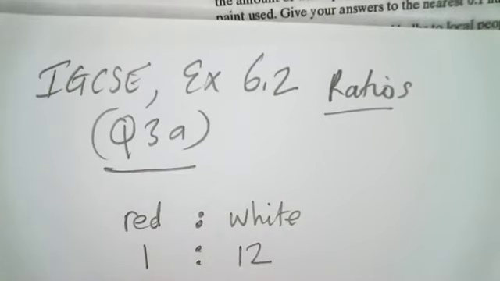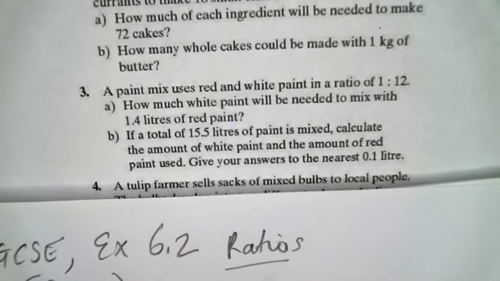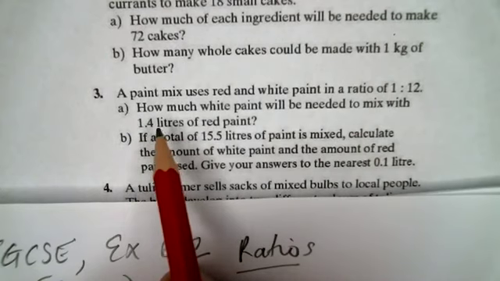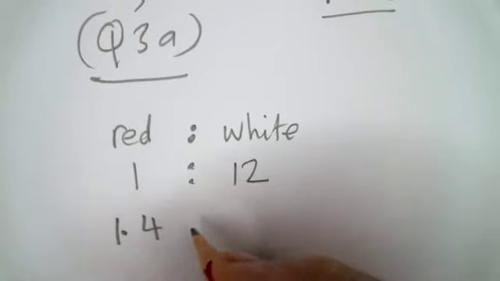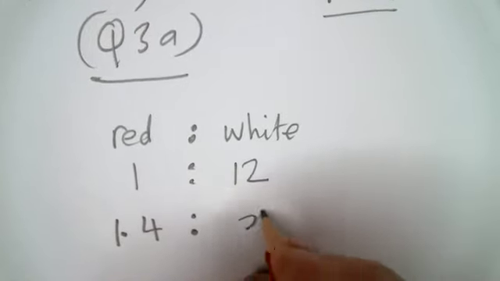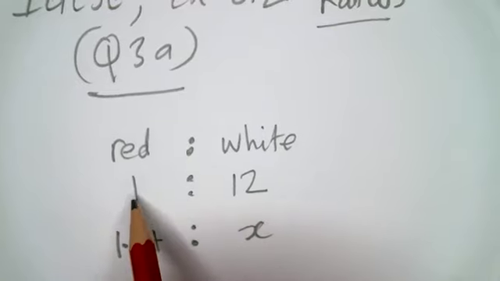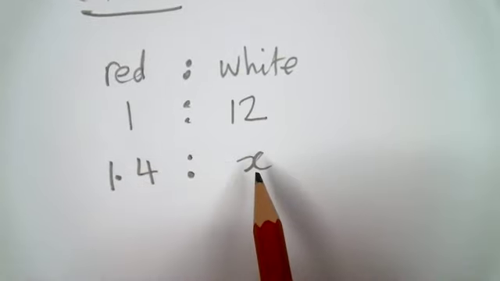It says how much white paint will be needed to mix with 1.4 litres of red paint. So we know that this bit here is 1.4. And this bit here is, well, question mark. It's x. So we've got a ratio here. We know the ratio is 1 to 12. We also know the ratio is 1.4 to x.